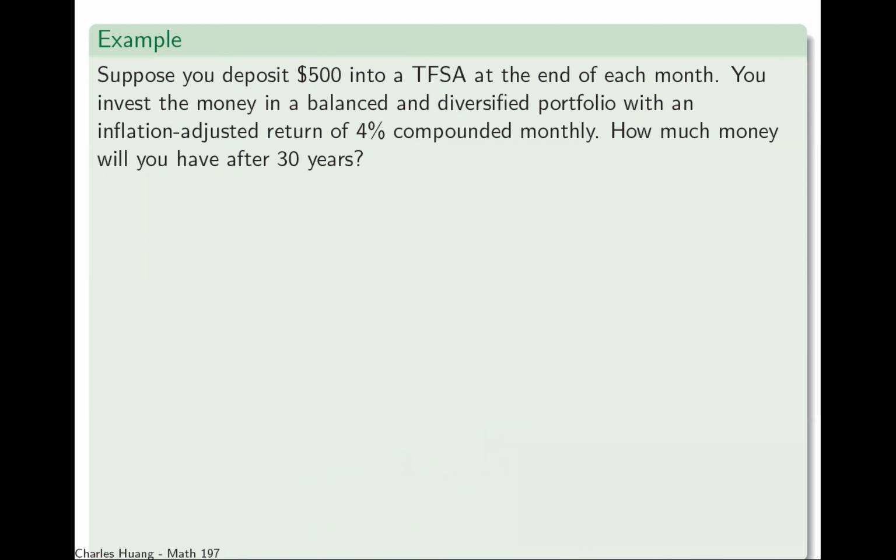Right now, you can fill your tax-free savings account once you become a Canadian, really simply with $500, $600 a month.